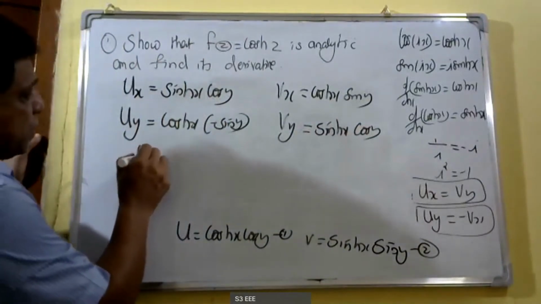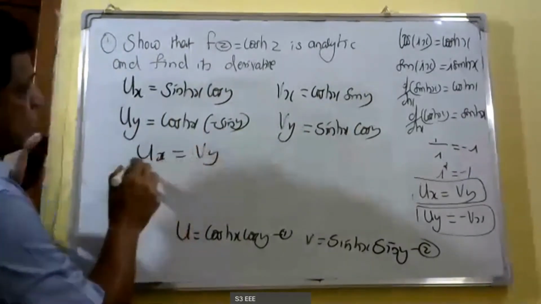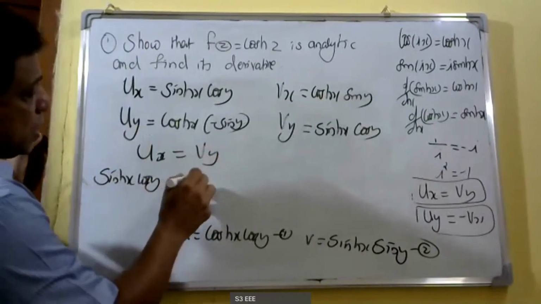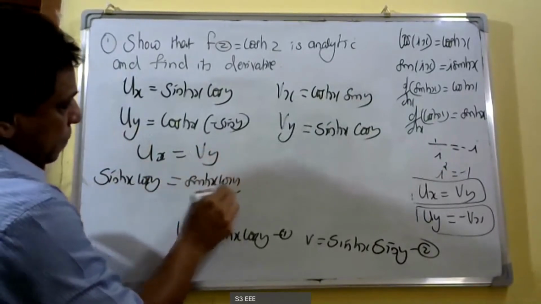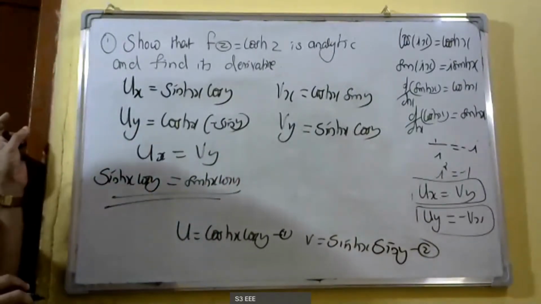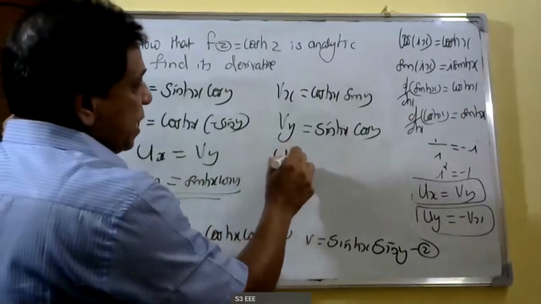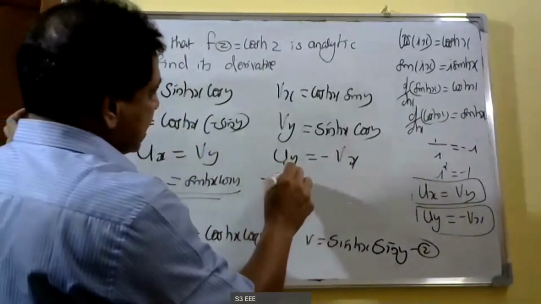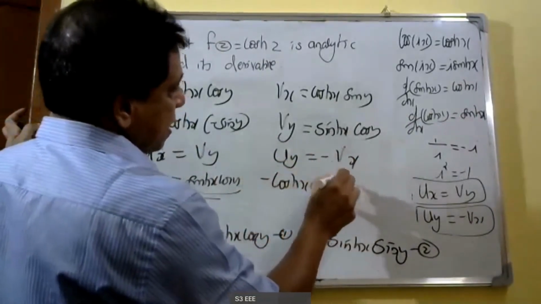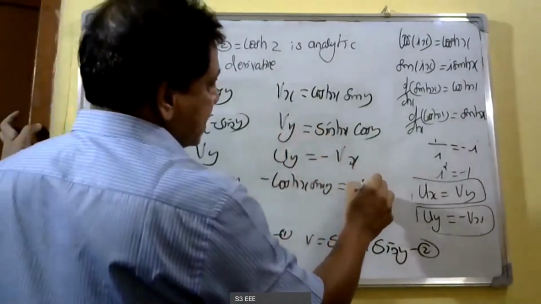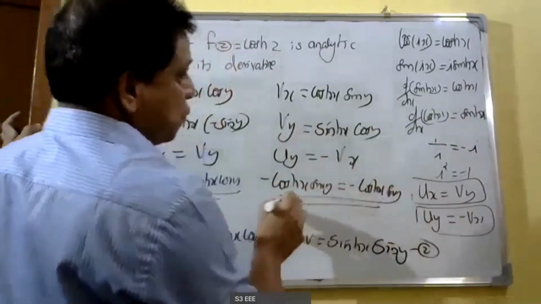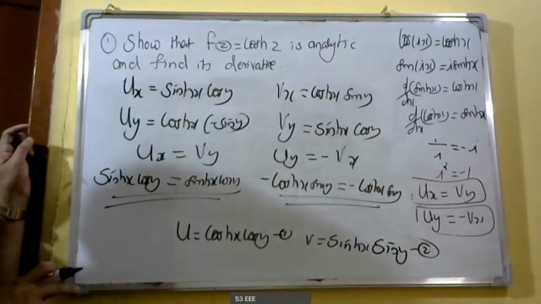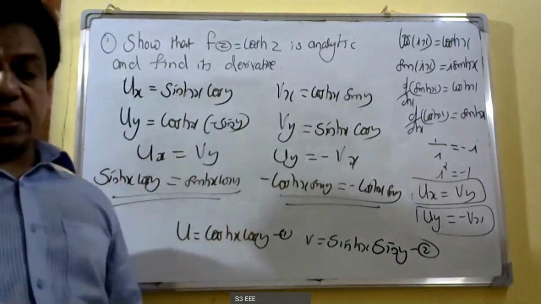Then take the Cauchy-Riemann equations. The first equation is ux = vy. Here ux = sinh x cos y, and vy = sinh x cos y. Therefore, the first result is proved: ux = vy. Then the second result, uy = -vx. Here uy = -cosh x sin y, and -vx = -cosh x sin y. Therefore, we proved the Cauchy-Riemann equations. Therefore, the given function f(z) = cosh z is analytic.